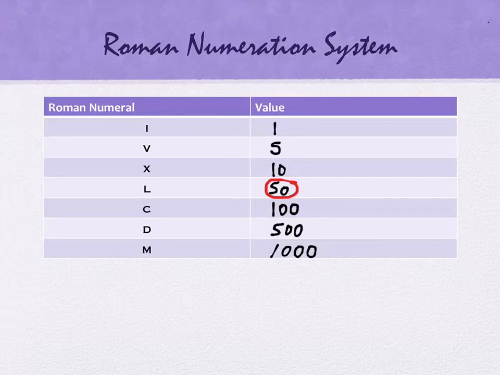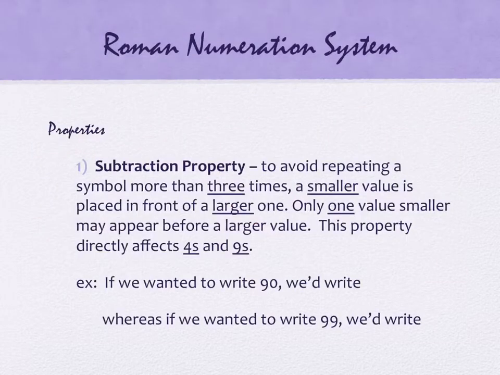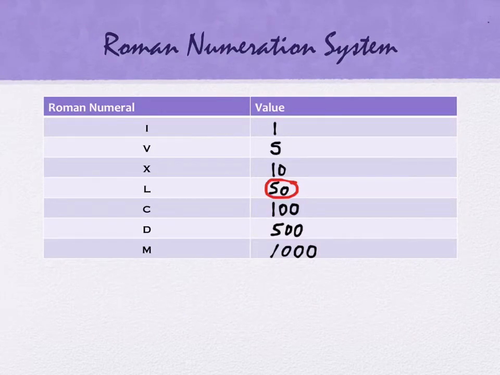But the problem is that it just said over here, I'm not going to write numbers more than 3 times. So I can't do 50 and 4 tenths. I know that adds up to 90, but that's not how they would have written 90. So what would they have done instead? Well, they would have used the symbol that's larger, the 100 symbol. But if they used the 100 symbol, then they'd have to take away 10, right? That would make the number 90.